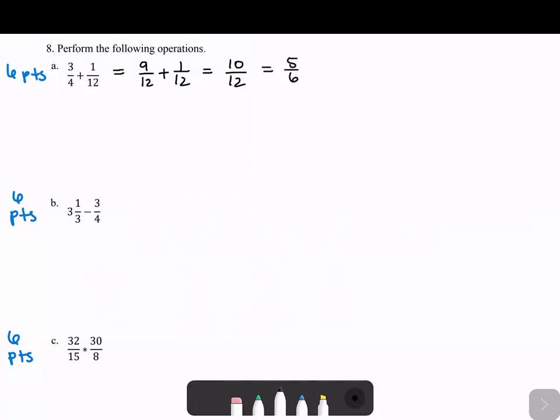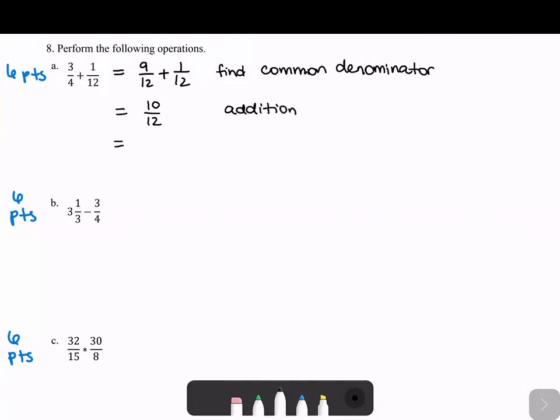And it wouldn't hurt to go ahead and put each step on a different line and to put what you're doing. So in this step, you're finding and rewriting with a common denominator. In this step, you're actually adding. And then in this step, you're simplifying. And so you get 5/6.